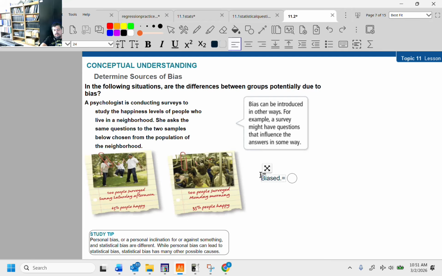It's biased. Of course, people are happier on the weekend.